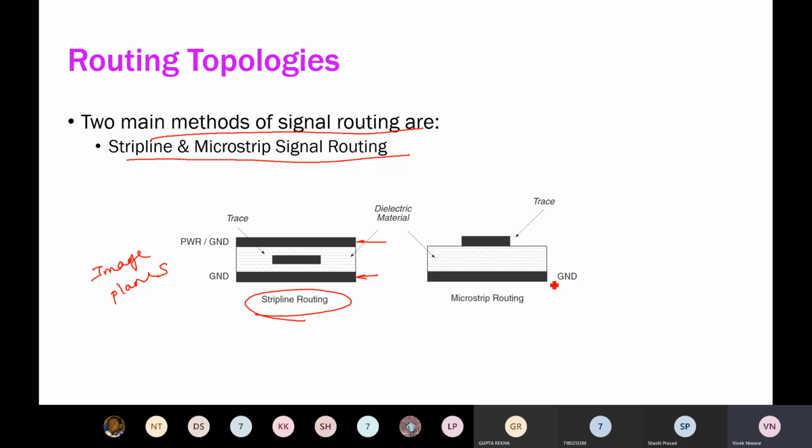Whereas if we have a ground plane alone and a track, and somewhere on the same side of the track we have a power plane, then this is called microstrip routing. The dielectric material over here is nothing but the PCB material. Looking at the geometry, can I say that we will have one capacitor over here and another capacitor over here. Similarly, we will have one capacitor over here throughout your PCB.